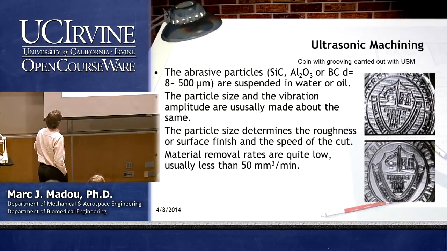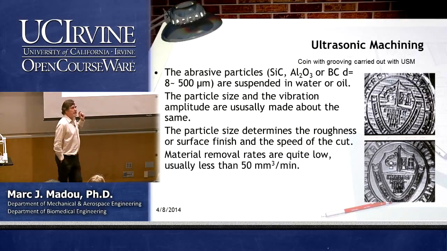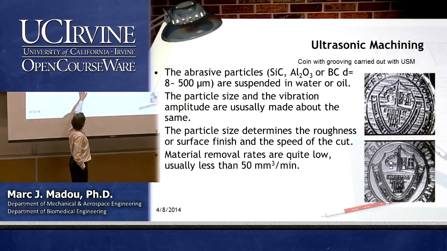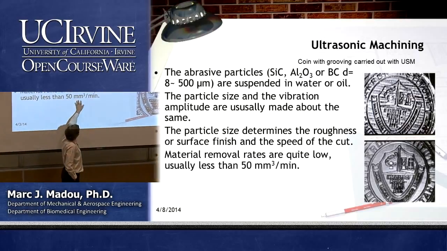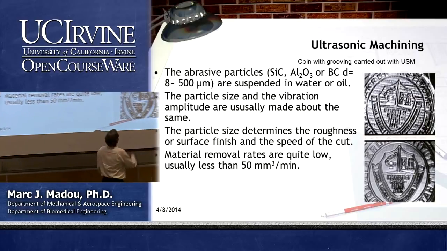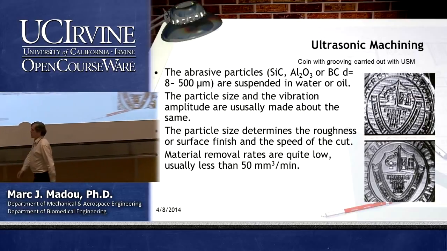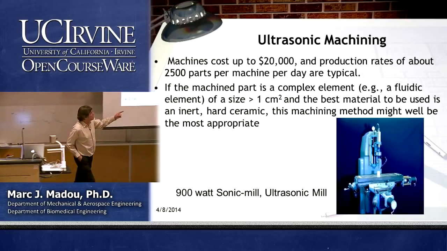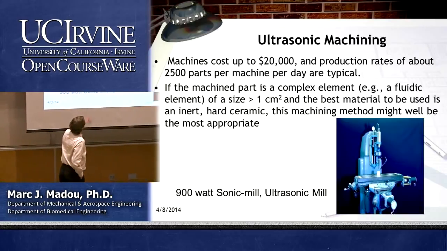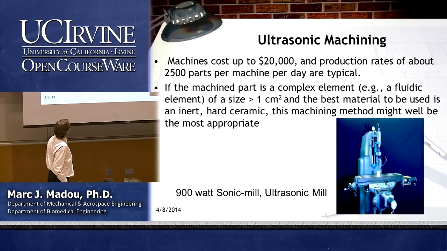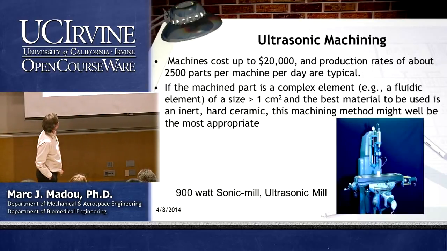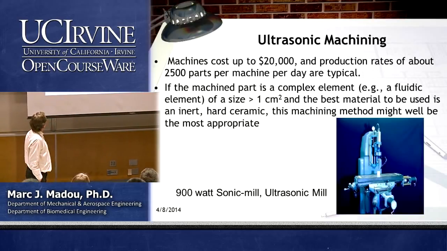And the speed of the cut: it's a very slow technique. So when you want to make things fast, this will not do it. Let's say 50 cubic millimeters per minute. That's all. These are some other ultrasonically cut objects. This is a typical machine. It's not all that expensive, something like $20,000. Production rates of about 2,500 parts per machine per day are typical.